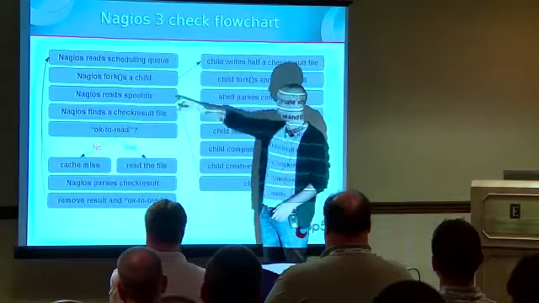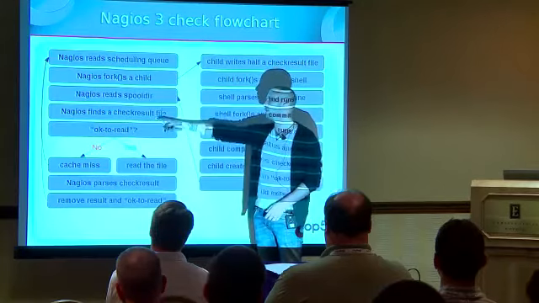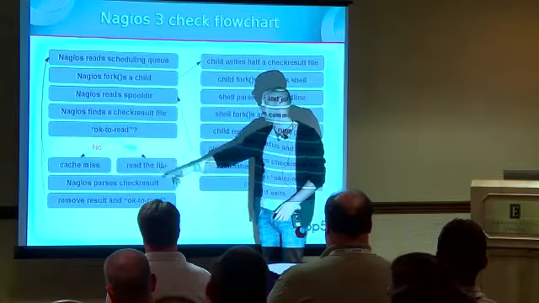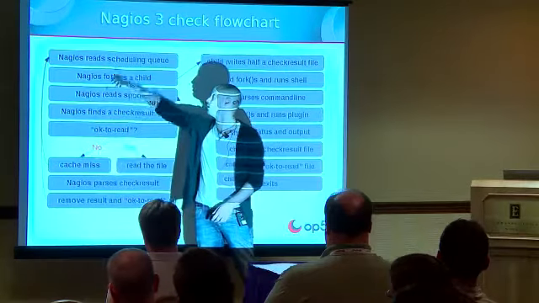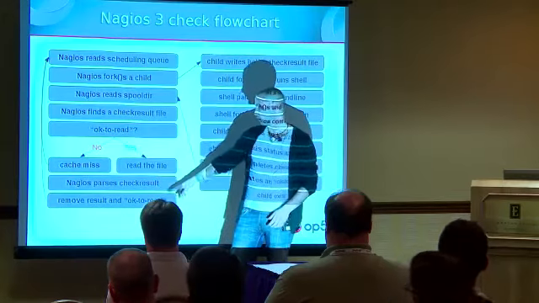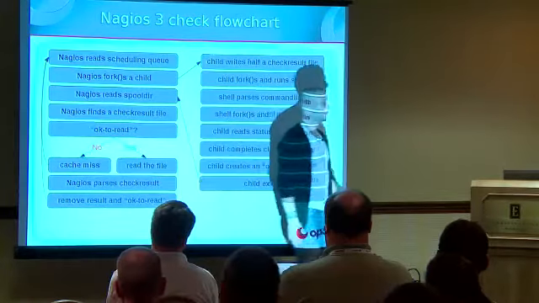And Nagios picks up that file from a spool directory, finds the check result file. Is it OK to read? If it is, we read the file. If it's not, we get a cache miss, and we go back to reading the scheduling queue. Otherwise, we parse the check results, remove the results, and remove the OK to read file.